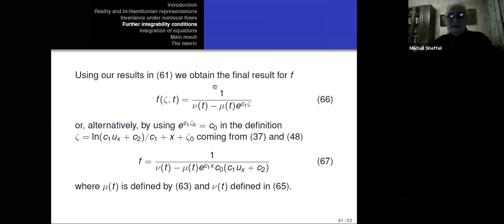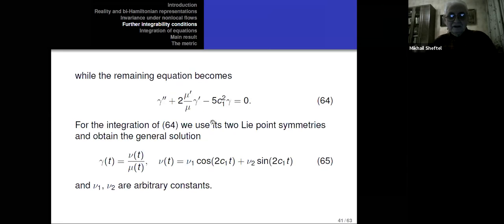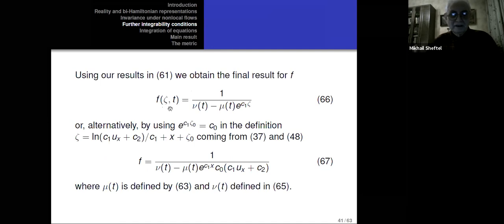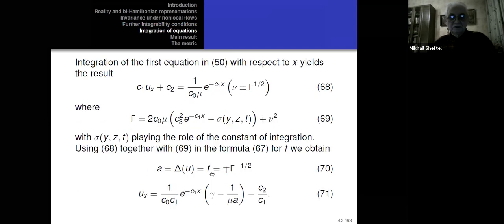Okay, so using our result, we obtain the final result in this form. Yes, and also I forgot to say that gamma, the solution, is gamma equals nu over mu, where nu is a harmonic oscillation with the frequency 2C1. And this is the result for F. Or if we don't want zeta, we can come back to the original variable x to have it in this form. Both forms are useful.